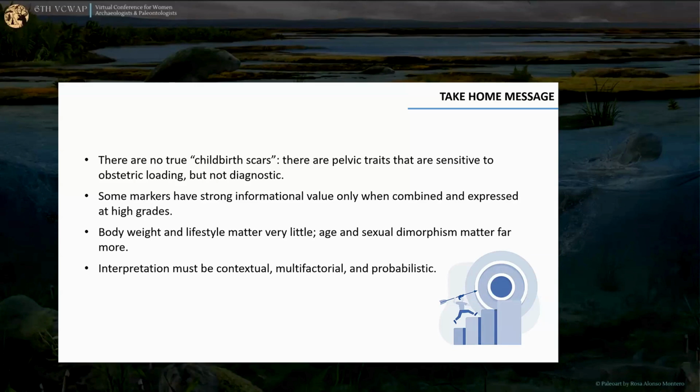And then body weight and lifestyle may matter very little. Aging and sexual dimorphism matter far more. And interpretation must be contextual, multifactorial, and probabilistic.